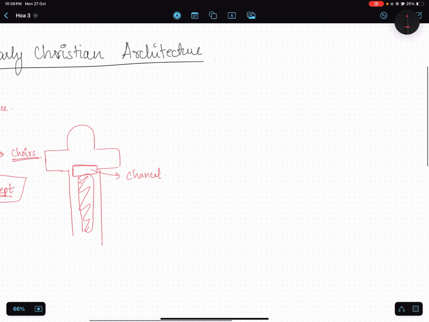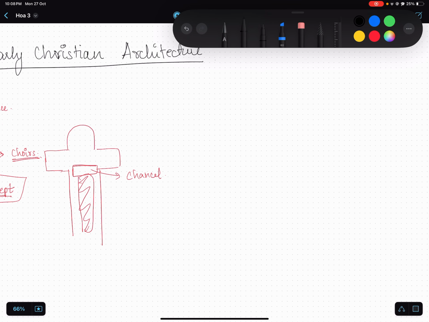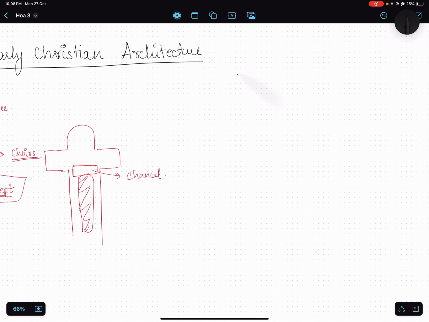Now we can concentrate on our Romanesque. No, sorry, we have to go Byzantine and then we have to talk about Romanesque. So Byzantine architecture.